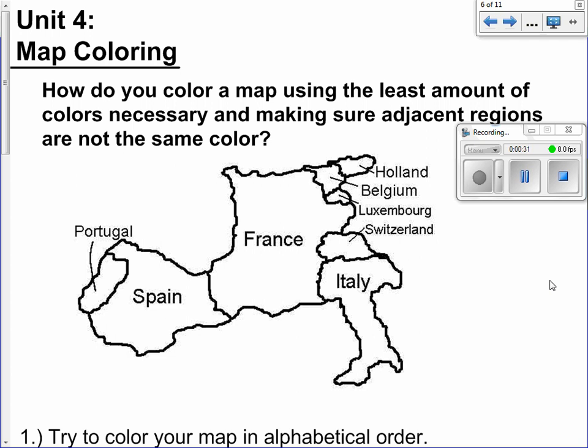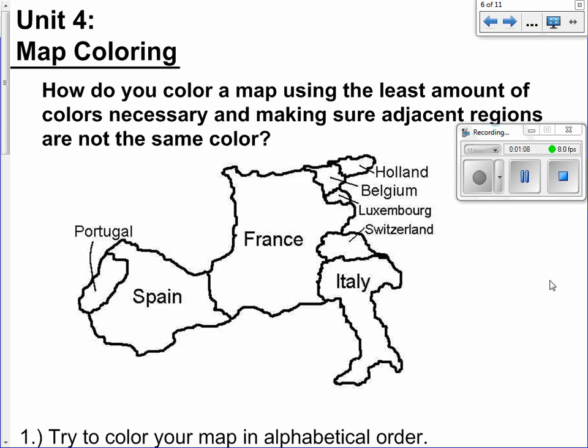All right? So, like the question says, how do you color a map using the least amount of colors necessary and making sure adjacent regions are not the same color? Adjacent, that just simply means regions that are next to each other. So basically, if they share a border, share a side, they can't be the same color. All right. There are some instances where they might meet at a point or vertex. If that's the only place that they meet, then those two can be the same color. But pretty much, if they share a side or share a border, then you don't want those two to be the same color.